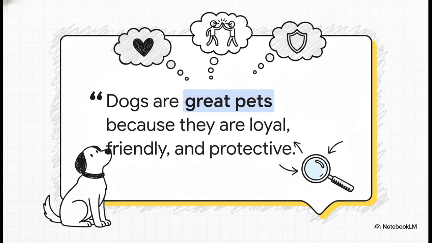Check out this sentence: dogs are great pets because they are loyal, friendly, and protective. Okay, before we reveal the breakdown, I want you to mentally act as a reading detective for a second. Based on what we just defined, what's the core message here? And what is just the evidence? Give it a quick thought.